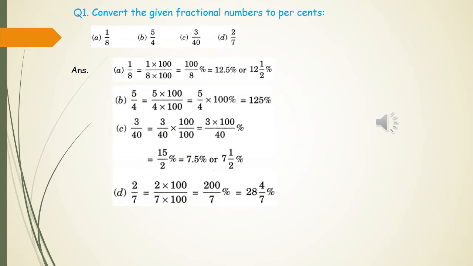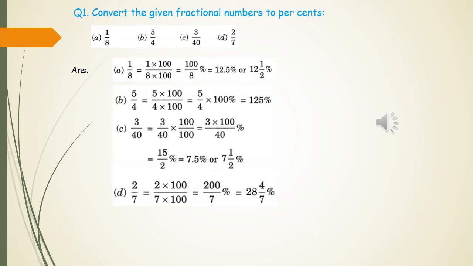Question number 1. We have to convert the given fractional numbers to percentages. So the first part is 1 by 8. So we are multiplying both the numerator and denominator by 100. So 1 into 100 is 100 and we are getting 100 by 8%. So 12.5% after reduction. Similarly, part B, 5 by 4, we are again doing the same.